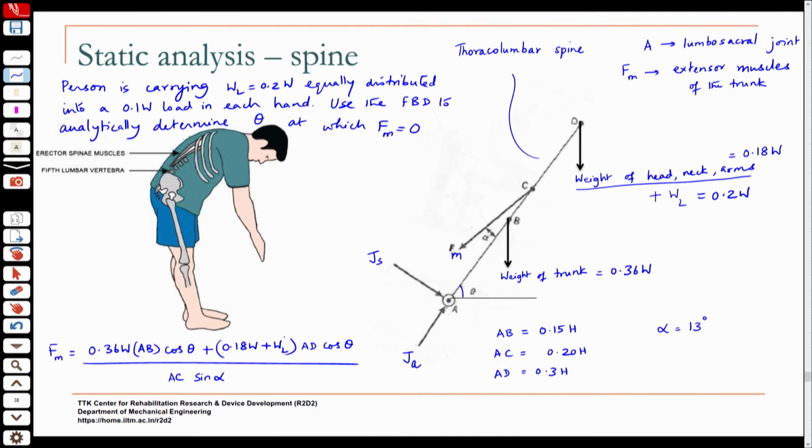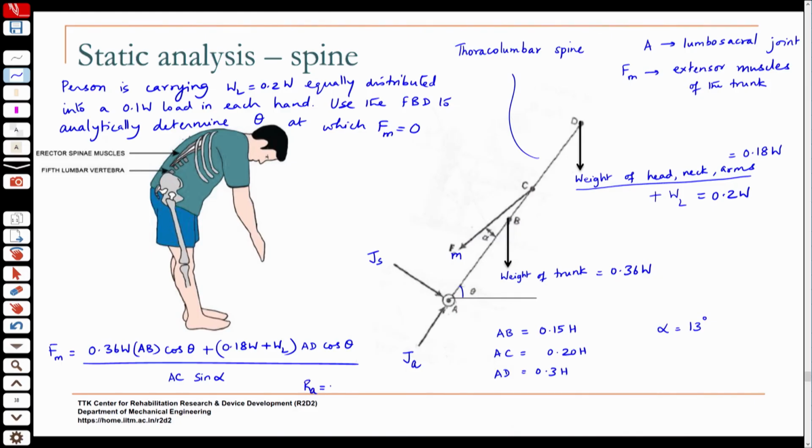When you are erect, then your Fm is likely to be 0, but in that case, if alpha is 0, then you have an indeterminate system. So if we assume alpha acts at an angle to the spine, then your solution is close to 90 degrees to minimize the muscle force. Analytically, it tells you that if alpha acts at a finite angle to the spine, then when the spine is erect at theta equal to 90, your Fm will be 0.